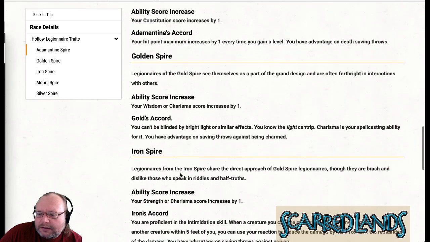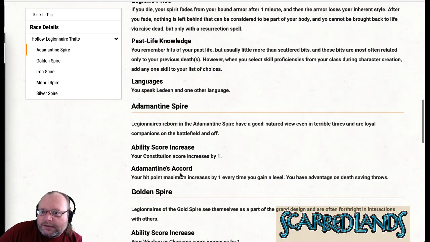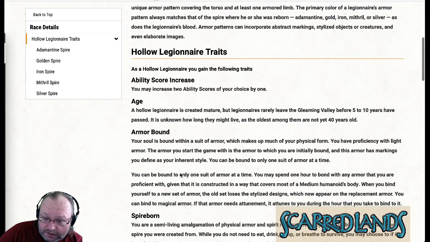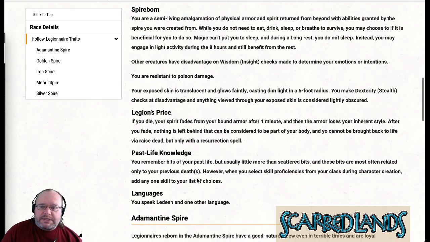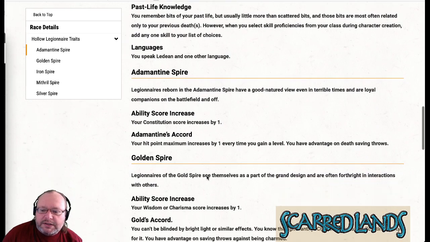I did a little work to tweak the death mechanics, and so far I haven't seen a whole lot of feedback specifically about that in the playtest, because there was an ability that was across the board for Hollow Legionnaires regarding advantage on death saves, that we sort of scooted into specifically the Adamantine Spire.